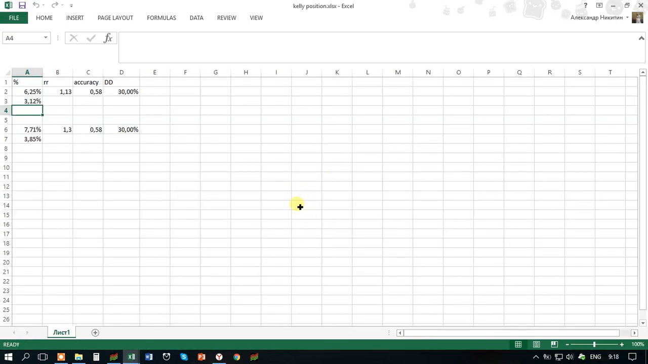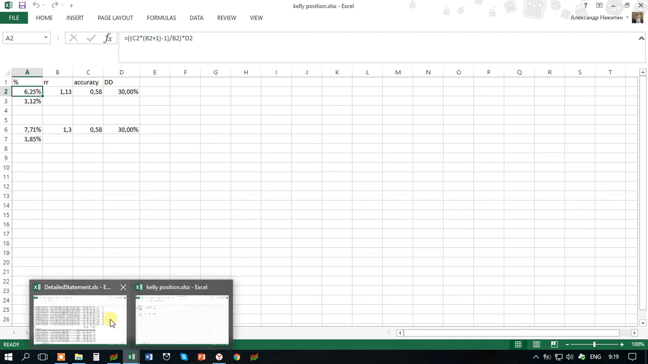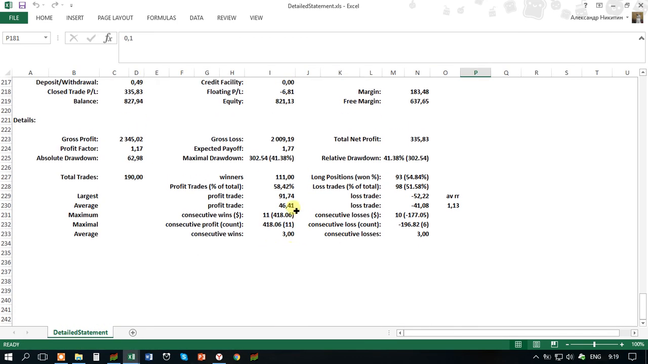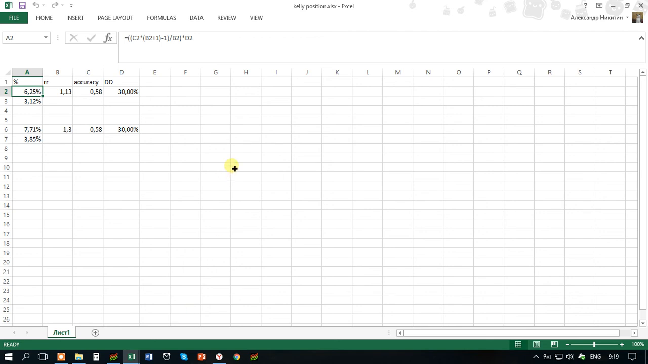Kelly position size calculation. Okay, how is this money management calculated? If you go here, I already calculated my win percentage. It is 48%, and my average profitable trade is 46. Average losing trade is 41, and average risk to reward is 1.13. So based on these numbers, this Kelly percentage is calculated.